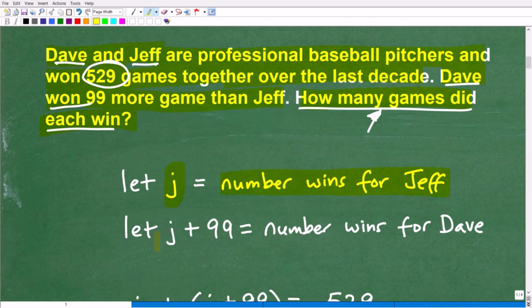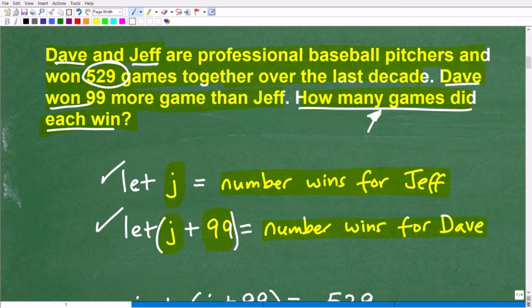And how many games did Dave win? Well, whatever amount of games Jeff won, Dave won 99 more. So Dave won 99 more games than Jeff. So I'm going to let J plus 99, Jeff's wins plus 99, be equivalent to the number of wins for Dave. So I have two expressions here. J alone is the number of wins for Jeff, and J plus 99, which I can put in parentheses if I like, represents the number of wins for Dave.